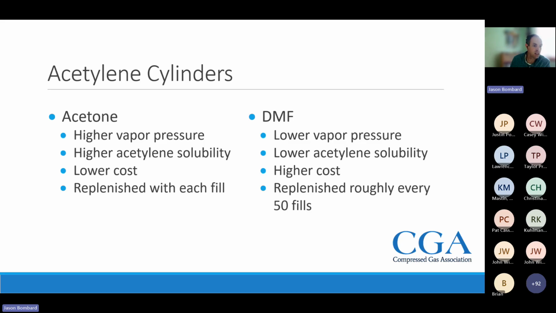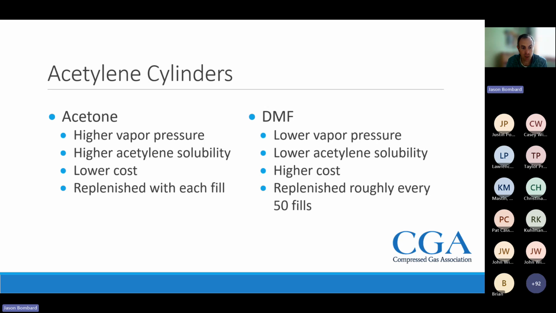Looking at the two solvents, just a comparison of the two. Acetone, you've got a higher vapor pressure, which means that as you use the acetylene out of that cylinder, you will tend to draw more of that acetone out of it. It does have a higher acetylene solubility, so for the same weight of solvent, you can carry more acetylene in an acetone cylinder than a DMF. But it is much cheaper. And again, because you are taking more of it out of the cylinder every time, it needs to be replenished every time you fill that cylinder.